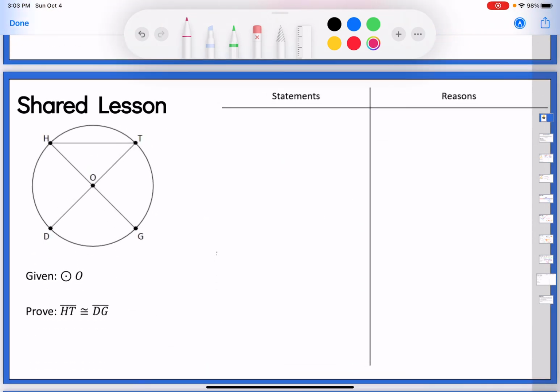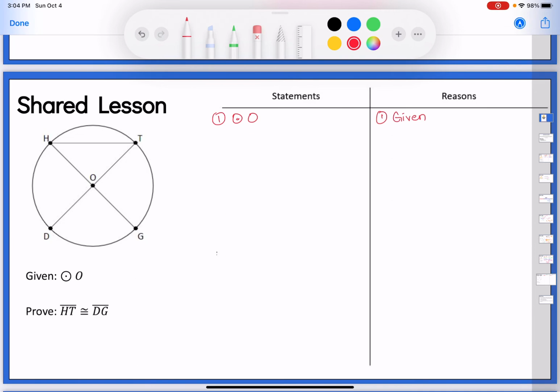How are we going to use circles then? So here we go in our new picture, and all you're given is that you have circle O. So again, remember that that means that yes, this is a circle, and that O is the center. And we're going to try and prove that segment HT is congruent to segment DG. So I am going to start off my proof with my one and only given, which is circle O, given.